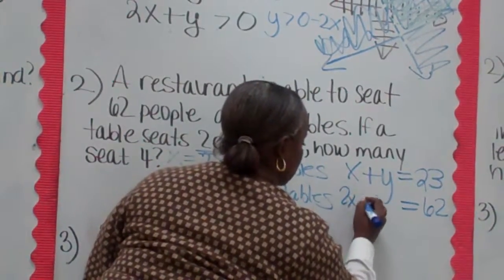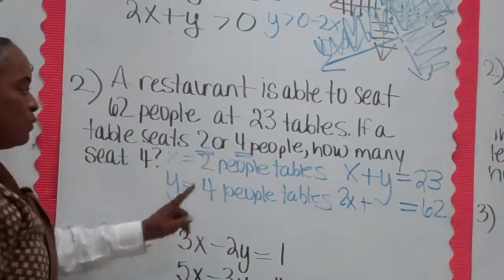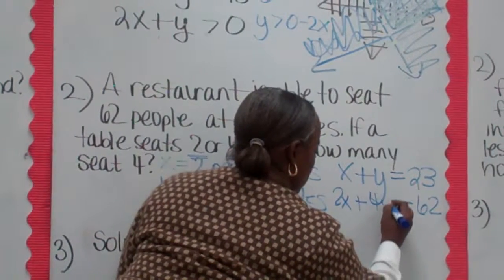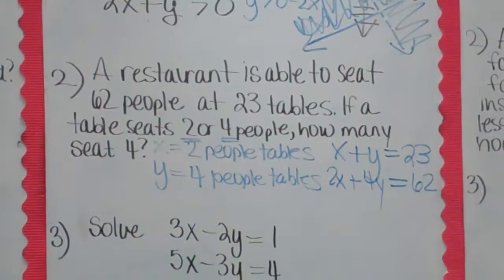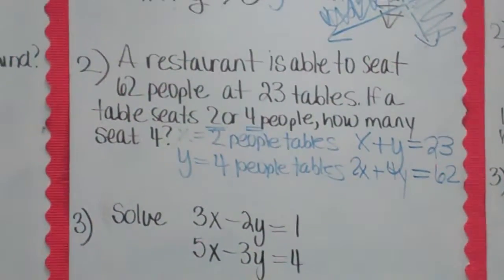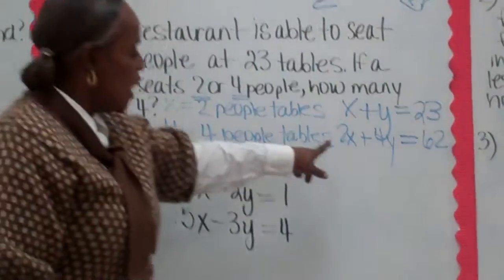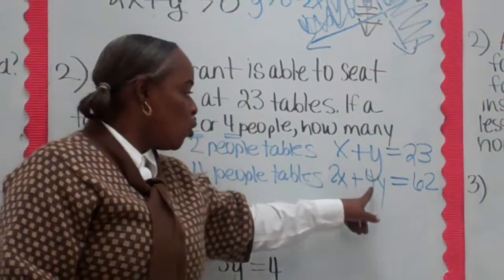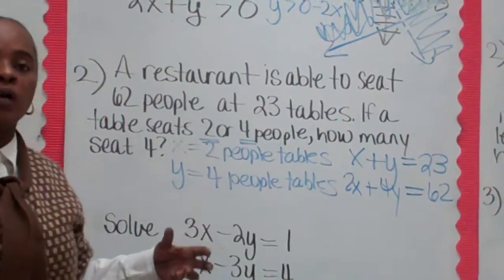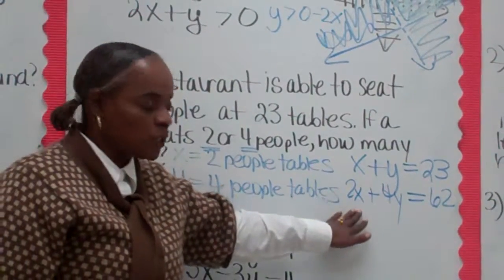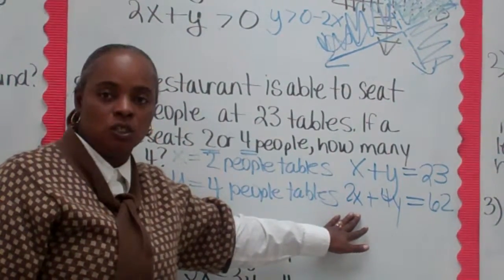So 2X plus 4 people for each Y table, 4Y. That problem is a lot of times you'll see it as money. They'll say dimes and quarters. And this is where you would say for dimes 0.10 and quarters 0.25. So again, X plus Y is the straightforward one. It's the sum of the 2. And 2X plus 4Y equals 62.